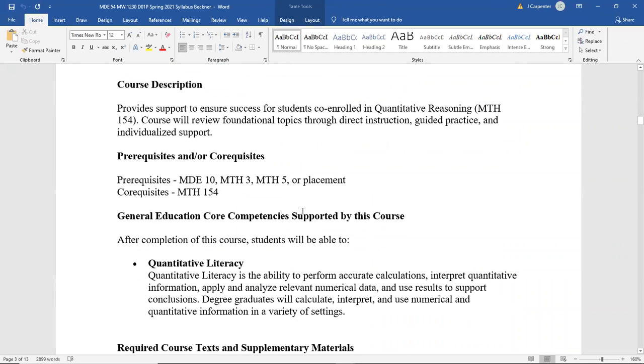All right, so prereq, coreq, well, you have to have passed what we call our old developmental maths, Math 3, Math 5, MDE 10, or just been placed. And the placement aspect is kind of weird because we don't really do placement for the majority of our TCC students anymore. You place yourself. So hopefully you've placed yourself accordingly with the help of an advisor.